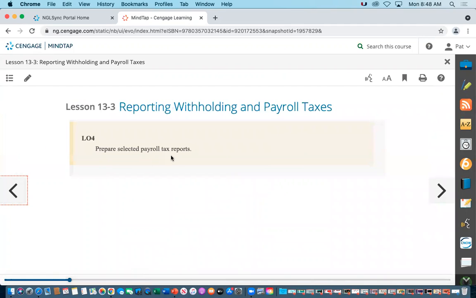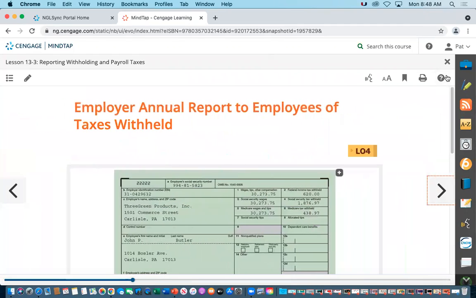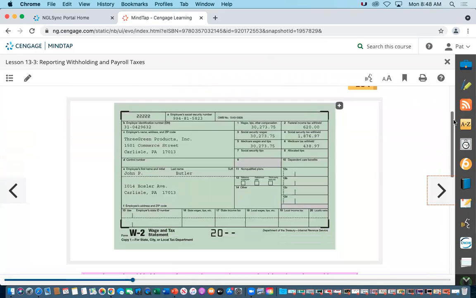Okay, so we're preparing some payroll tax reports. We've been dealing with payroll for a while, getting organized. A lot of our information comes from the payroll register. We need to give some reports because our employees need information so that they understand how much money they have and how much money's been taken out, because they have to fill out their taxes. It's not only for us, but also for our employees.